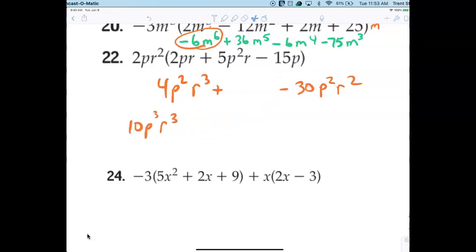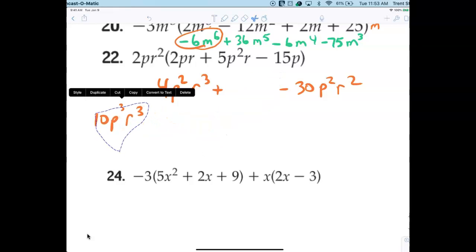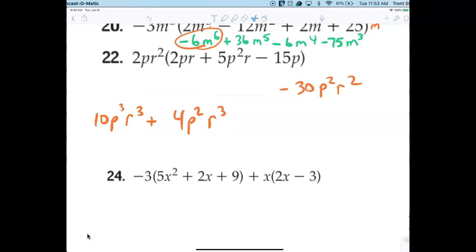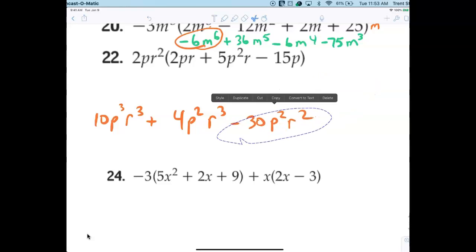This technically goes in front. All right. Then the p squared r cubed would come second. And then this would go third. Because once you put them in order, put them in alphabetical order in standard or in descending order also. All right. But again, do I really care? I don't really care. All right.